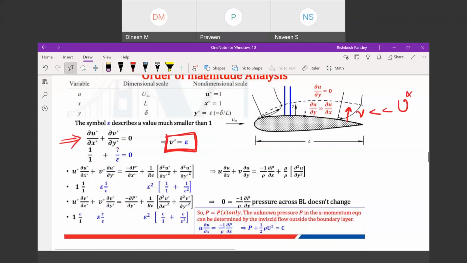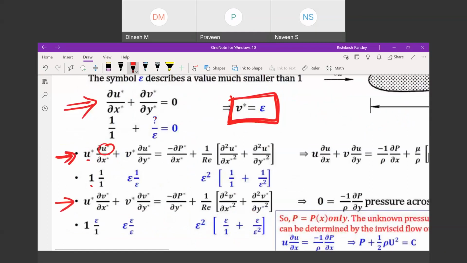Now we'll come to the momentum equation in the x direction, and then the momentum equation in the y direction. In the x direction momentum equation, u is order 1, x is order 1. Now v is of order epsilon, u is of order 1, y is of order epsilon. So the overall order is 1, the epsilons cancel, and we have order 1 only. dp by dx we will keep for some time.